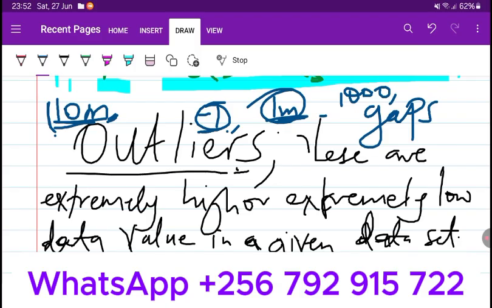So with that reason, we try to analyze the frequency distribution, and as you are analyzing it, you make sure that you are aware of any such values, either too small or too big, because for any data set, the mean, median, and mode are the measures of central tendency.